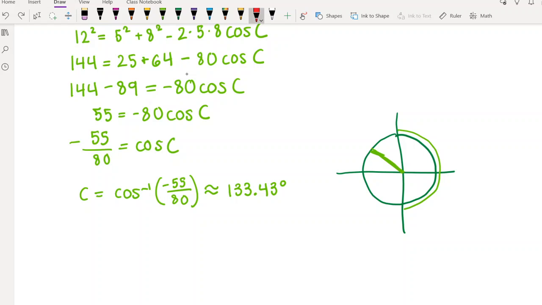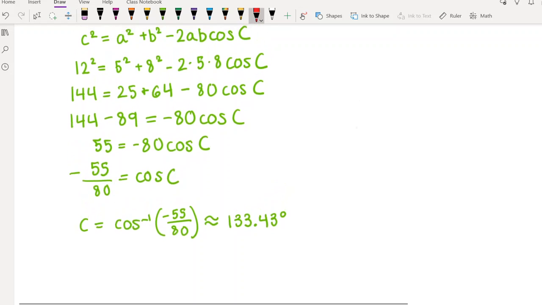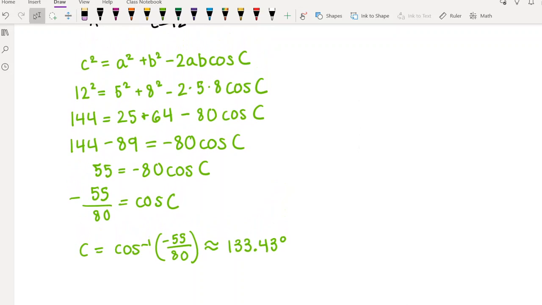But the angles you get out of inverse cosine just work out better in the context of triangles. So long story short, with the law of cosines, you just don't need to worry about that other triangle possibility.